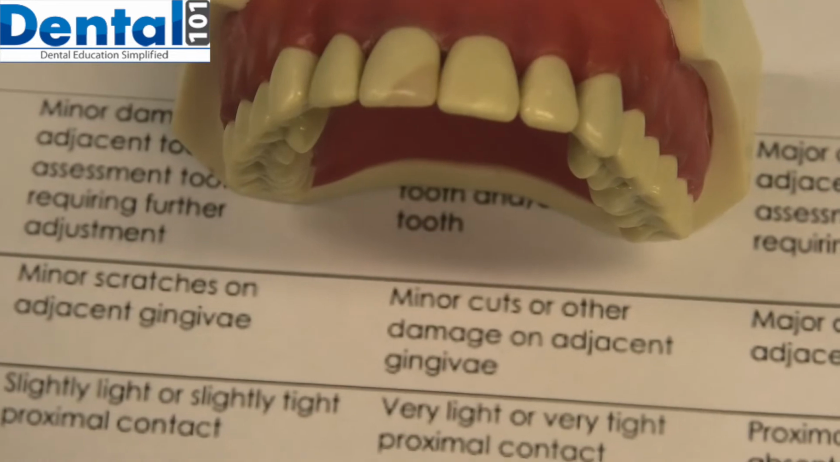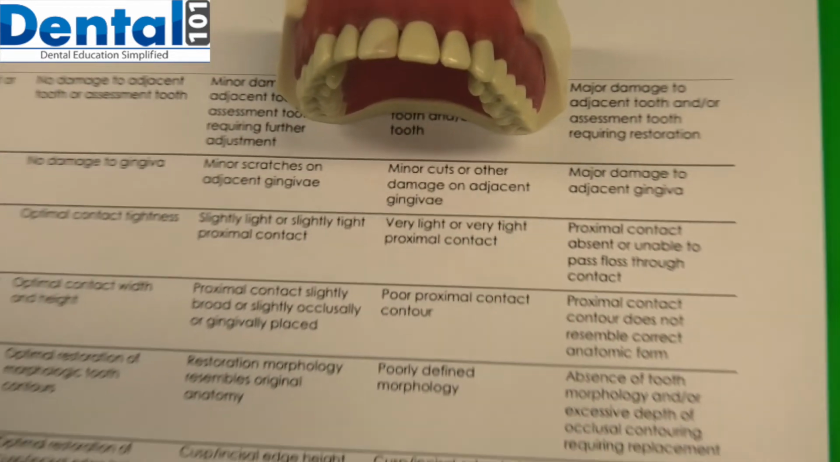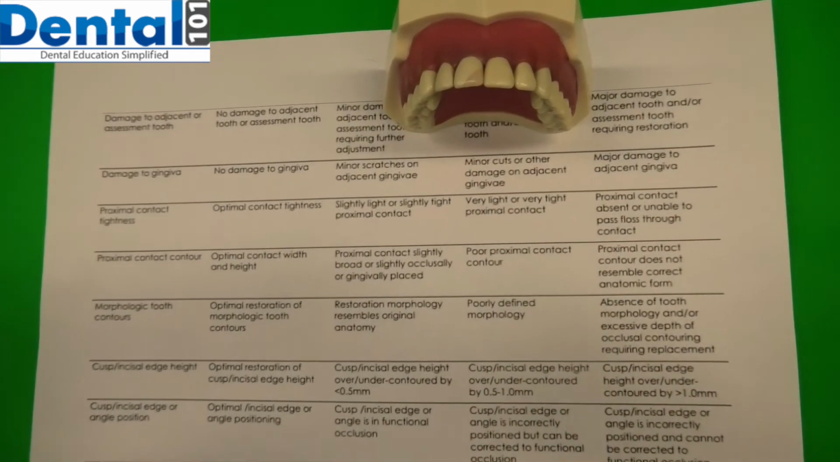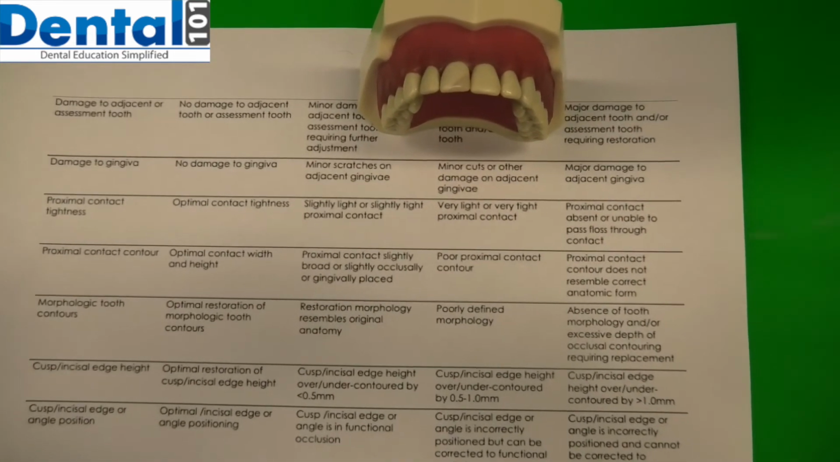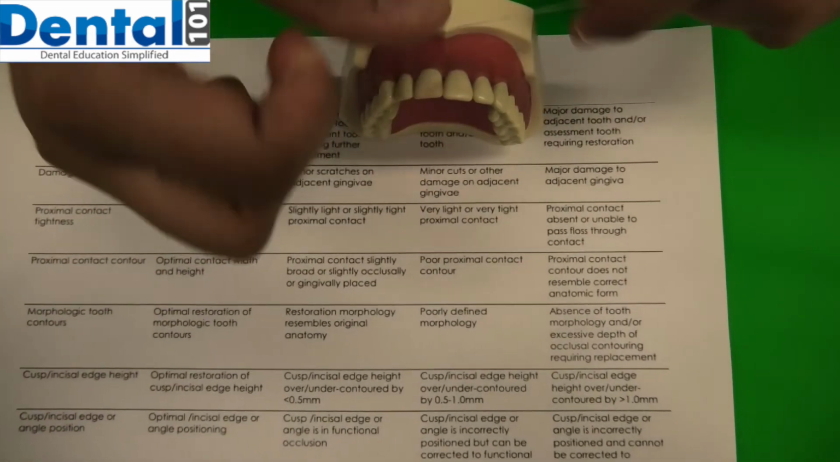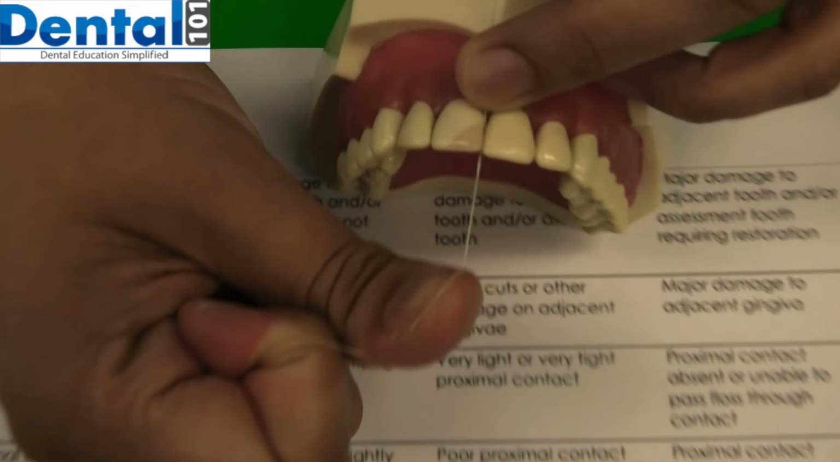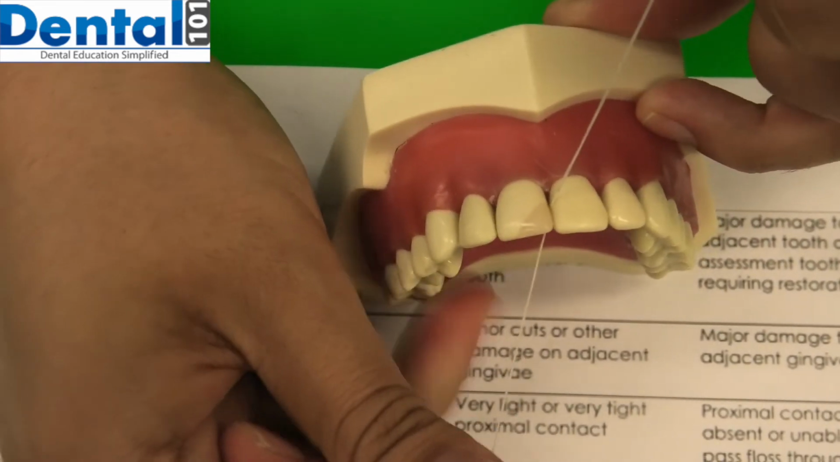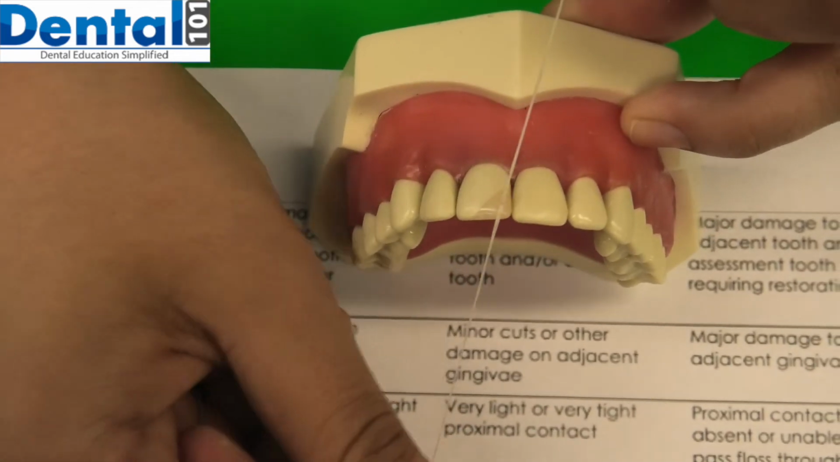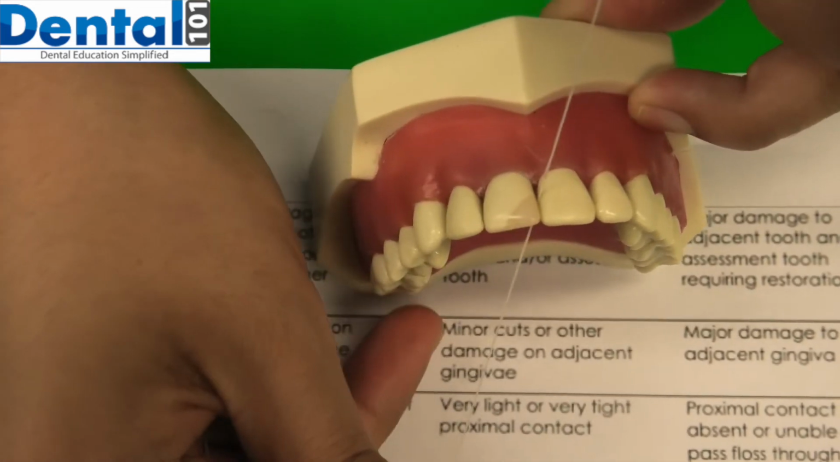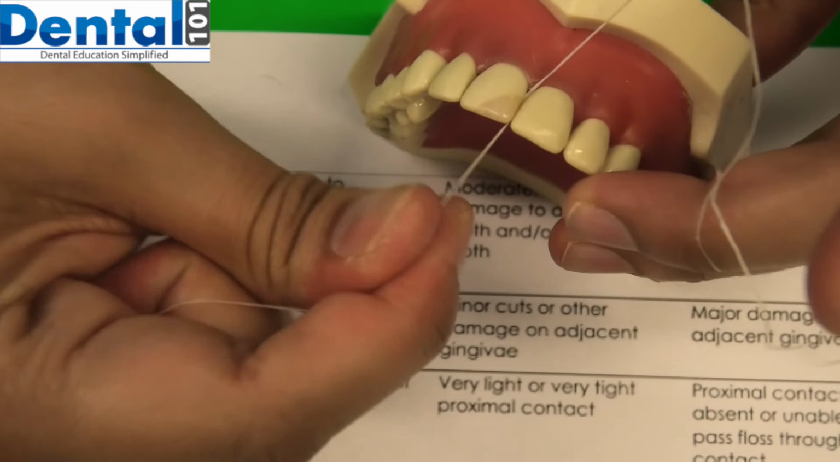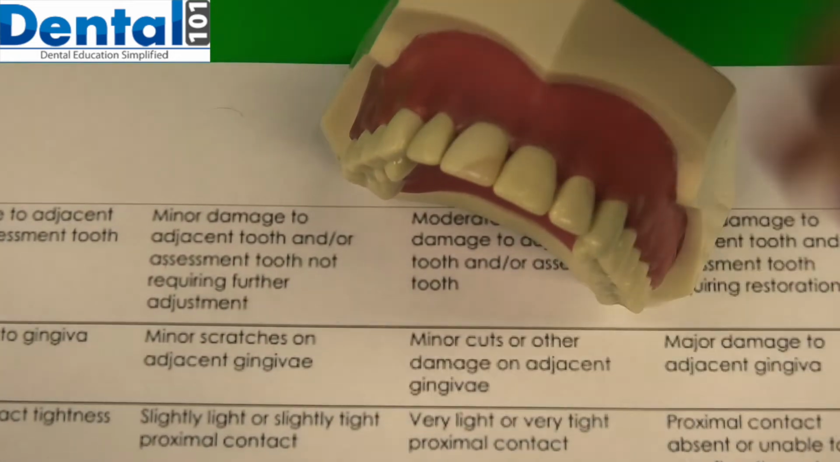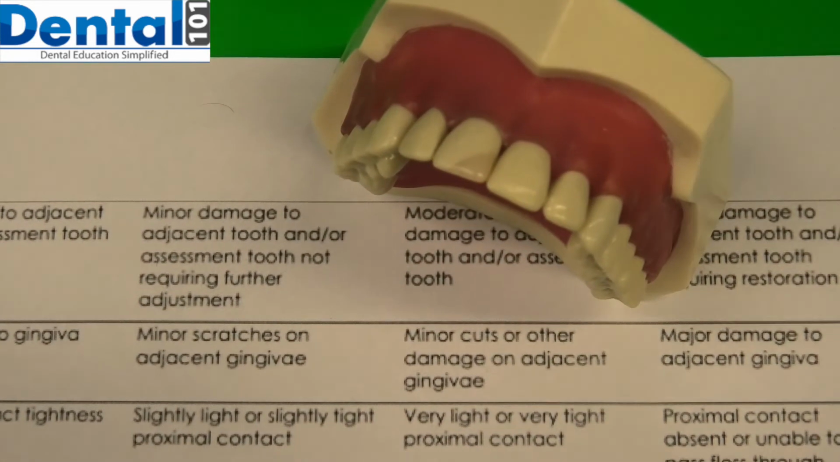So you can use the floss to check your contacts, right? And if your floss is not passing, it means it's too tight a contact, or if it passes only with difficulty, again it's tight, right? And if it passes very easily through the contact area, it means they are light contacts. And if the contacts are open, that you can see, right?